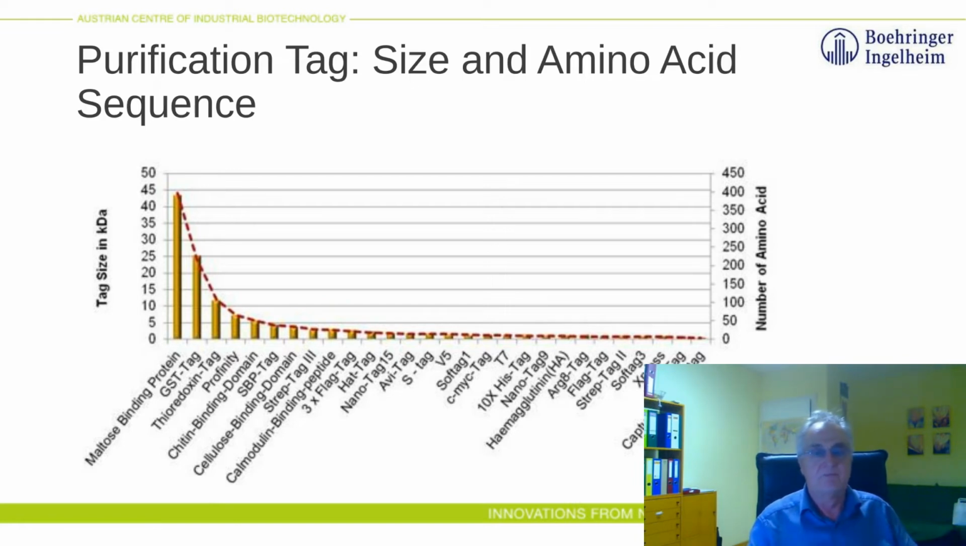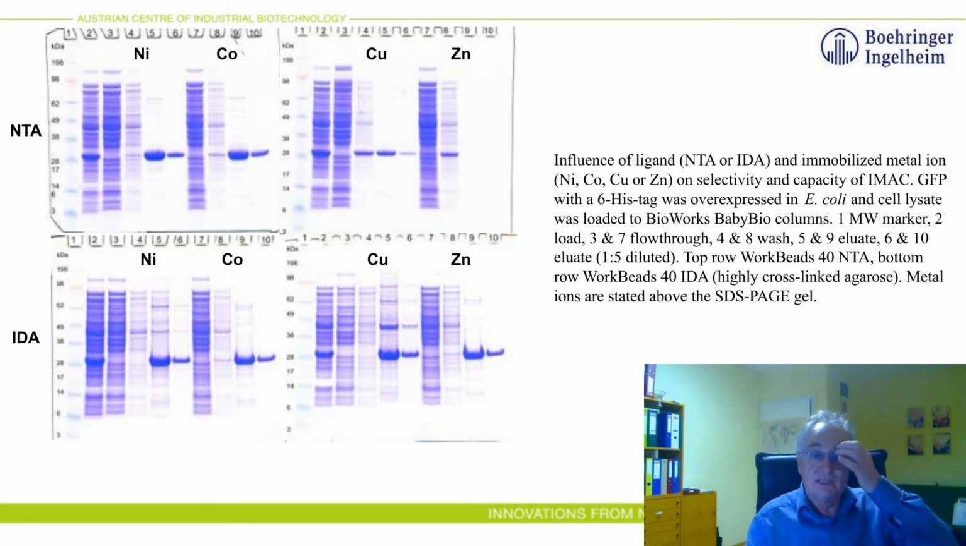So the advantage, what you see here, is an example for the His tag. This is overexpression of a protein in E. coli, and then you have two different types of chelates.